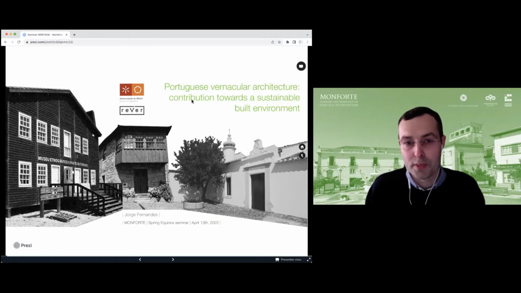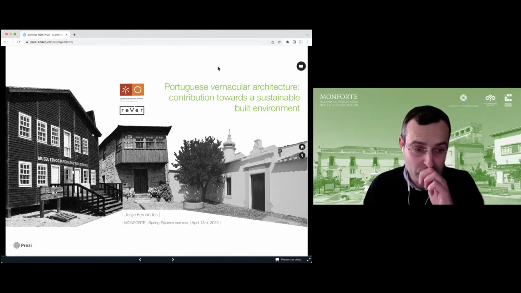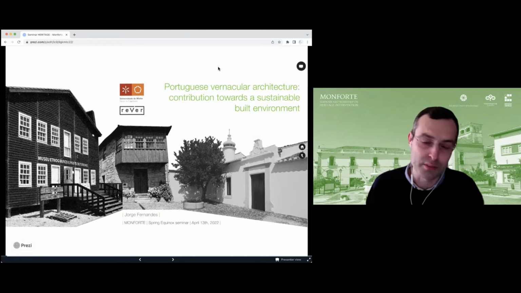I'm going to try to make a wide overview of the work that we have been developing on the topic of Portuguese vernacular architecture, and to give you some points on many topics regarding energy and regarding materials and comfort conditions, etc. Just a brief introduction to the topic.